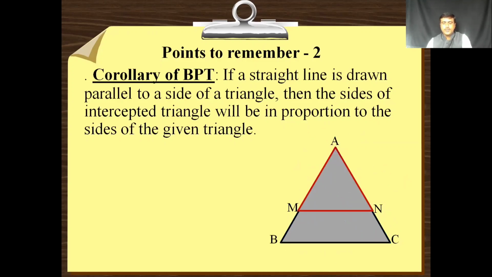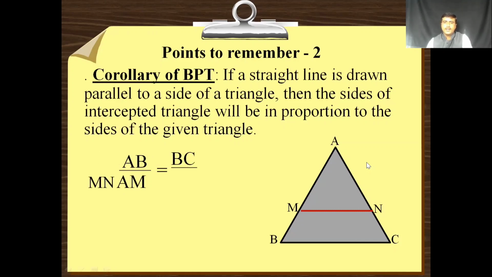So the sides of this mother triangle are AB, BC, and AC. Then the sides of the baby triangle are AM, MN, AN, and they are in proportion. That is, proportion means AB divided by AM is equal to BC divided by MN.